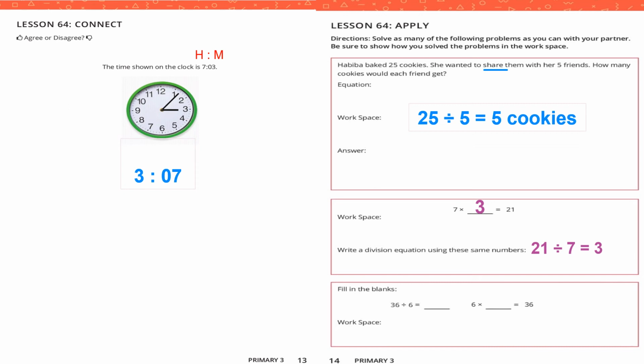Fill in the blank. You can complete it. It's very easy. 36 divided by 6, if I told you 6 times what equals 36? 6 times 6. 6 times what is 36? Yeah, it's a 6. Okay.